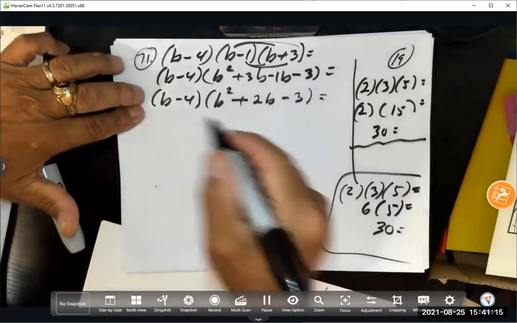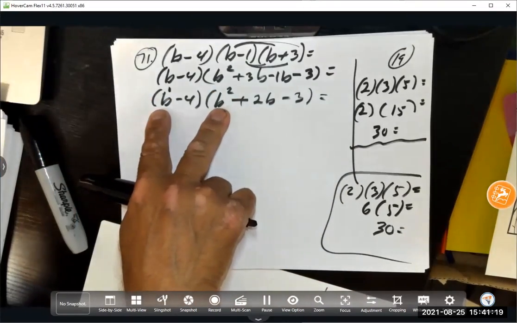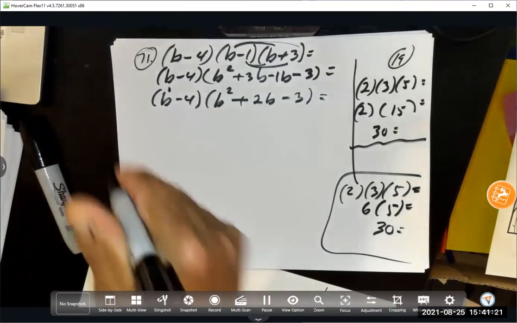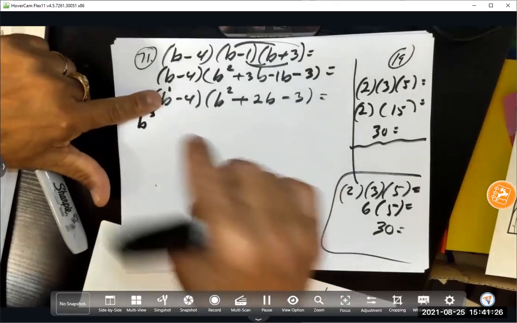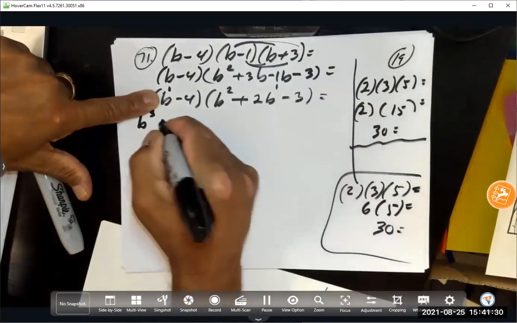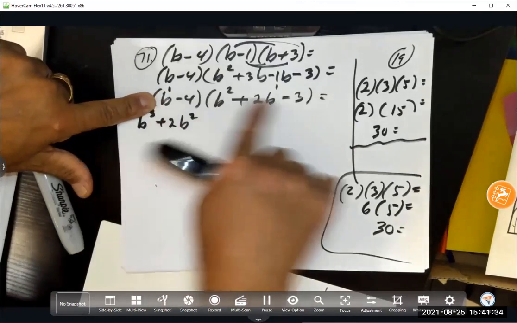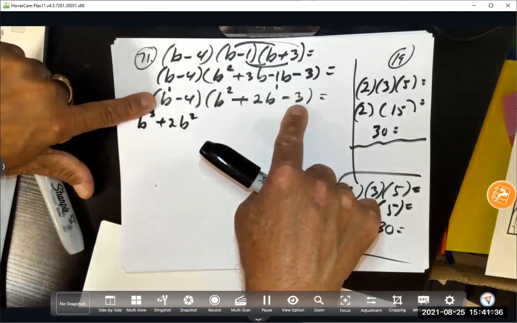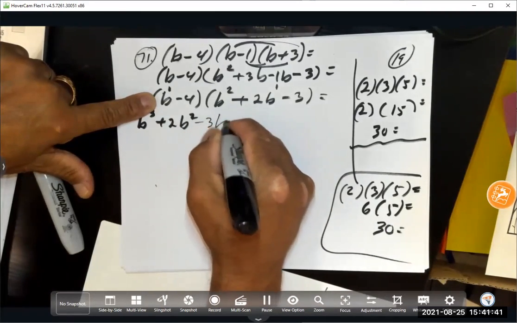I'm going to do the 2 by 3. Ready? So, B1 times B2. What do you think this is going to be where my fingers are? B to the 3rd, exactly. And what is B times the middle one? Plus 2B squared. Yep. That's 2B second power. And what's B1 times negative 3? Negative 3B. Yep. Negative 3 letter B.